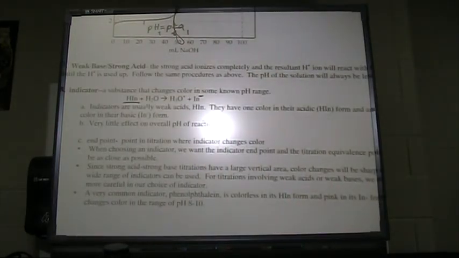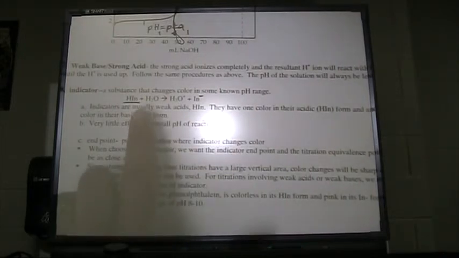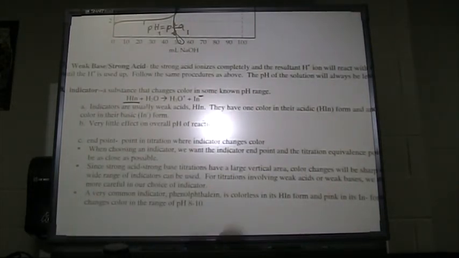Okay. Oh, that's not an actual... No, that's an indicator. I thought it was like natural log. Yeah, it's indianic acid. All right.